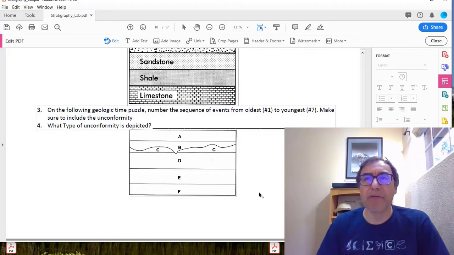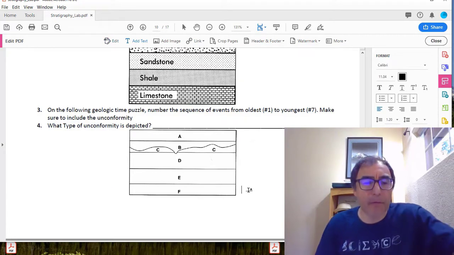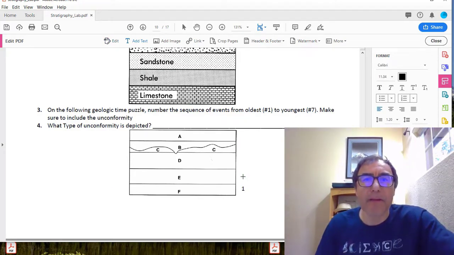And what I would probably do for this one and the others coming up here, we could say, well, letter F will probably be number 1, right, the oldest. And then this will be 2, and this will be 3. And then letter C here would be 4. But now we have this unconformity here. And we want to put that here as our 5th event. We'll put it off to the side here.